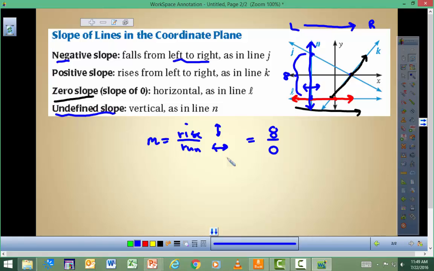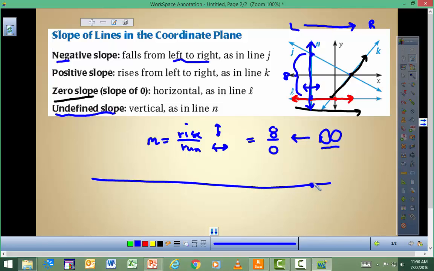So the natural question is, why is it called undefined? Well, because it's a number that we can't pinpoint. This number is actually equal to some strange number, but we can't pinpoint its location. Like, where is it on the number line? It's actually a number that we call infinity.